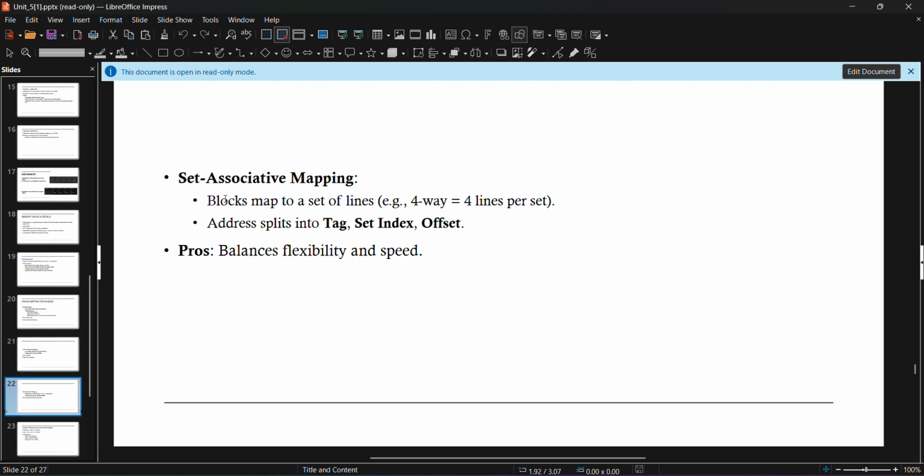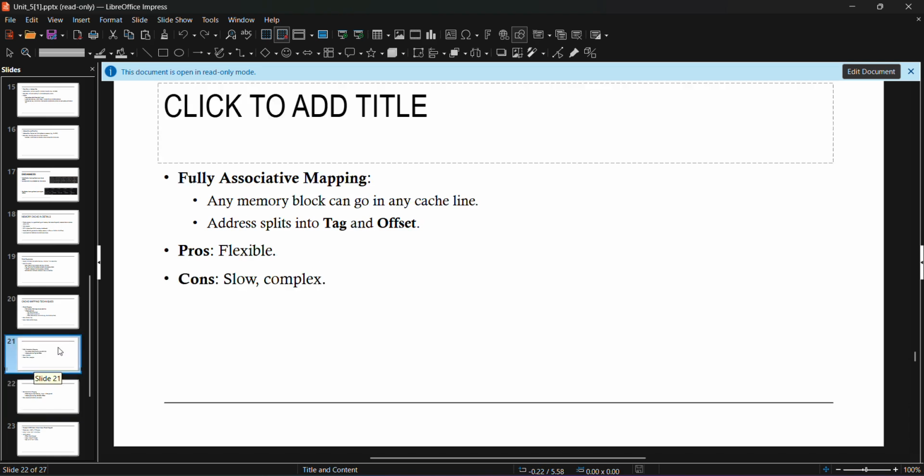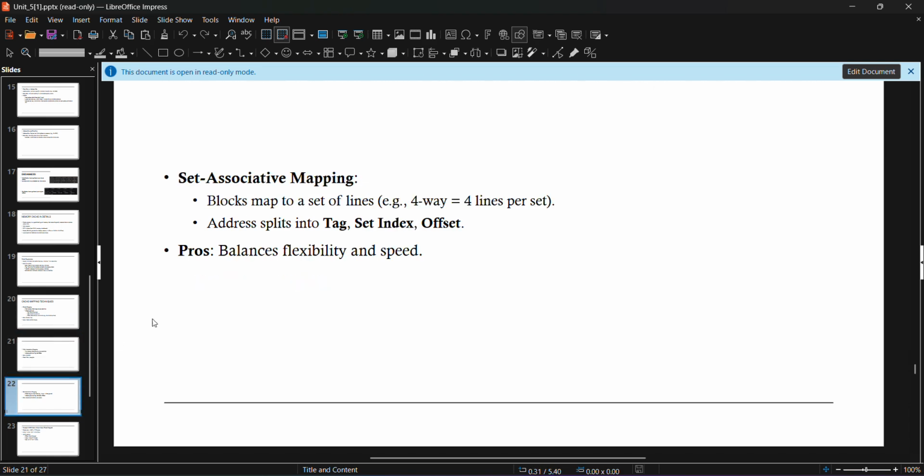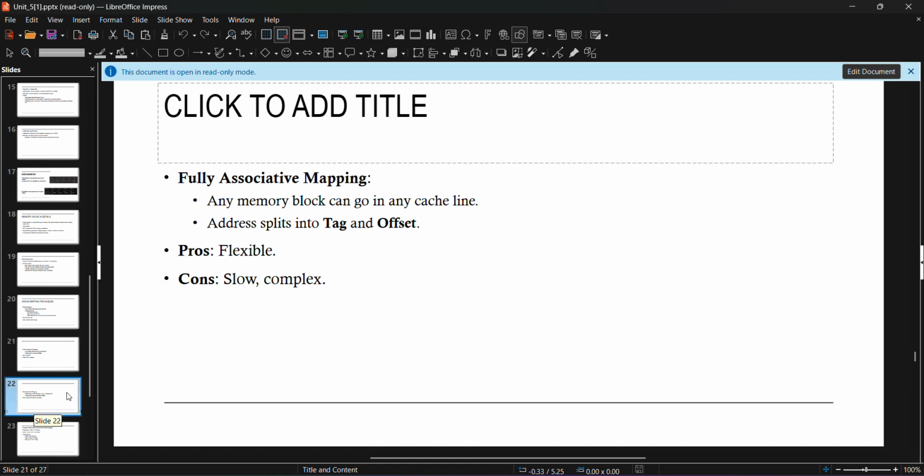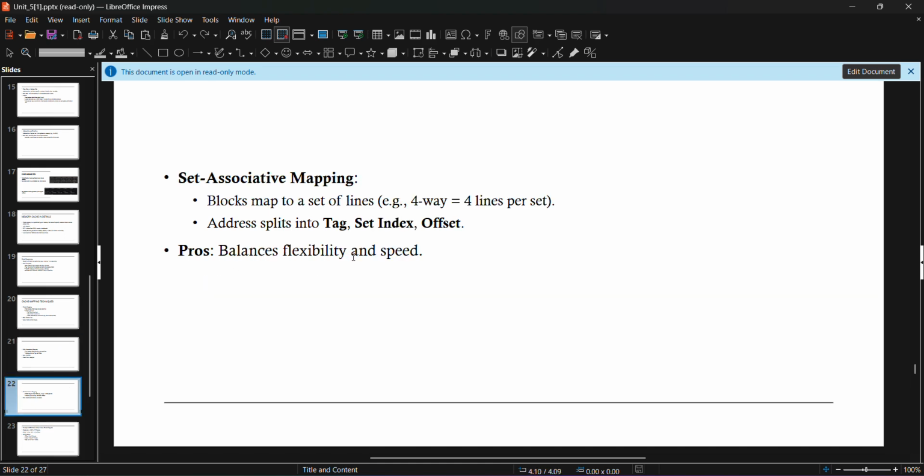Now moving on to the set associative mapping. This is the best caching technique so far because it is a balance between the two, the direct and the fully associative. It's like an in-between technique. So it offers what the direct and the fully associative offer you, but with no disadvantages.